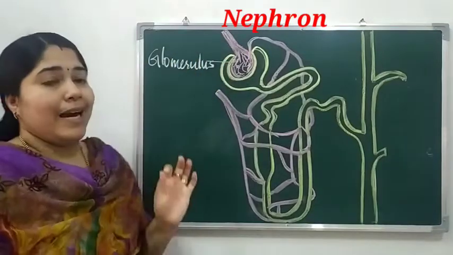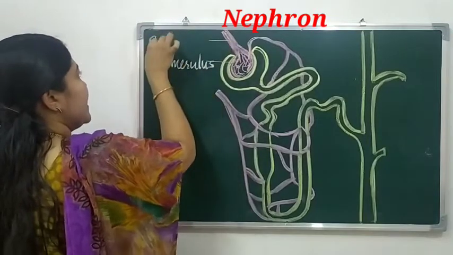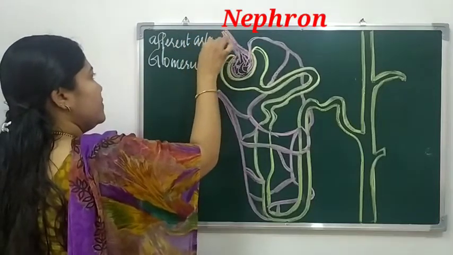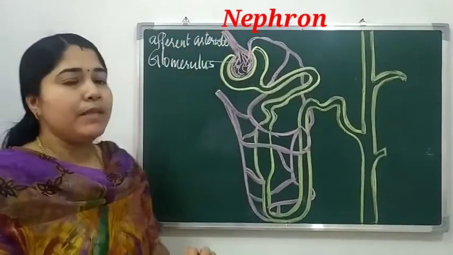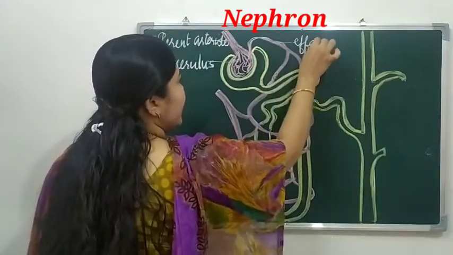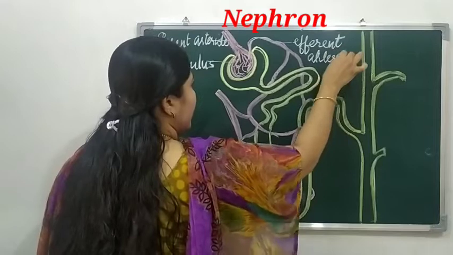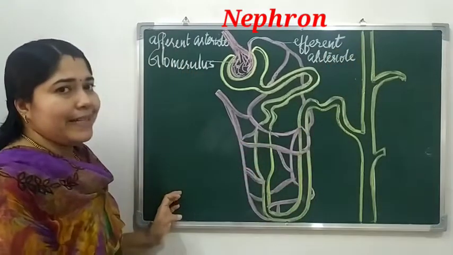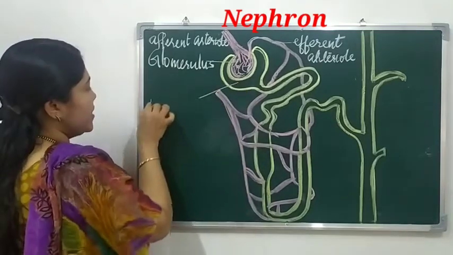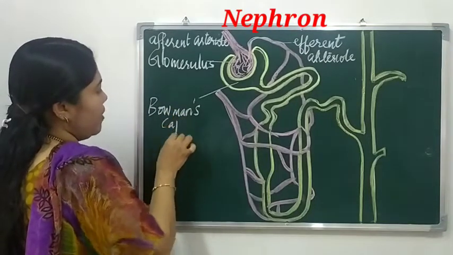This glomerulus part of the nephron is made up of a tuft of afferent arteriole, and blood from the glomerulus is carried away by the efferent arteriole. This is the efferent arteriole. And you can see here the cup-shaped structure of the nephron. We call this cup-shaped structure the Bowman's capsule.